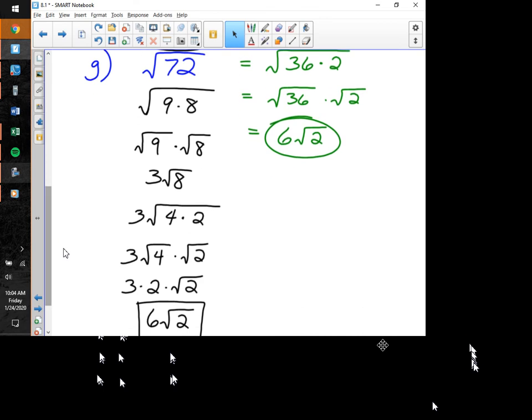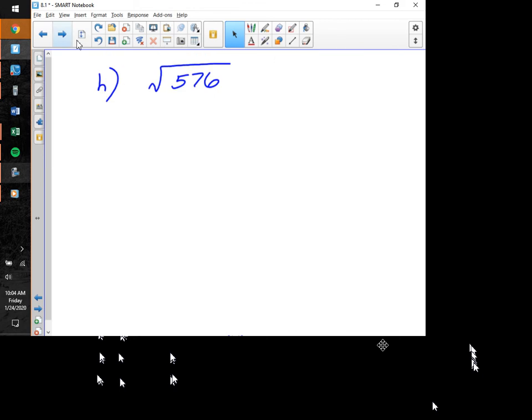Okay, so what have we learned there? You should always try to pull out the perfect square factor, the biggest one that you can. And that'll save you from having to do the same thing multiple times. All right, a couple more examples, then we're about done with this. This proves a point I was using just a second ago. 576.